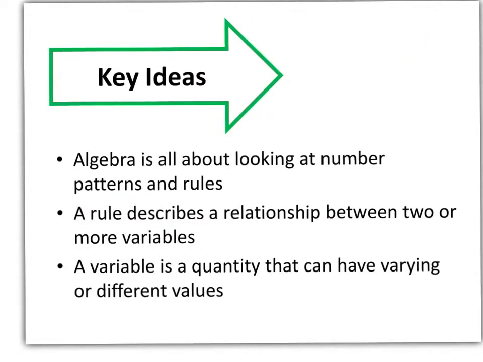So these are the key ideas from today's video. Algebra is all about looking at number patterns and rules. A rule describes a relationship between two or more variables, and a variable is a quantity that can have varying or different values. For example, we were just looking at cost was one example of a variable, and also number of muesli bars. So these would be 3 dot points that it would be really good if you could write them down in your notes.